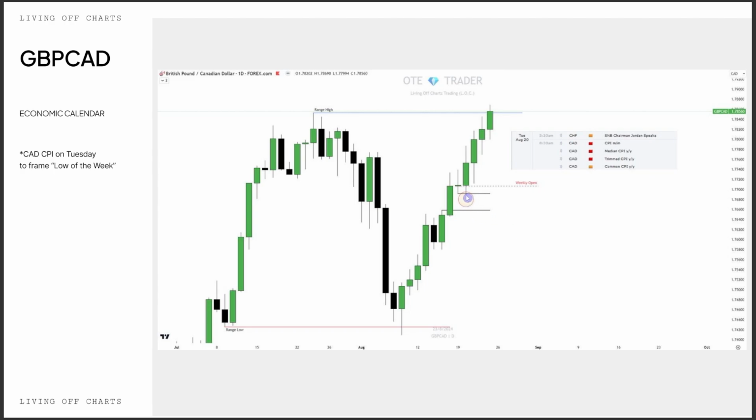Now, we did that over here, right? We tapped into that daily fair value gap below weekly opening, right? And then it expanded up higher. So now we can assume Tuesday is low of the week. And with this information, you can actually frame trade setups for the rest of the week, right? Because you already know, okay, Tuesday is going to be low of the week, and now we're only going to be looking for buys the rest of the week.